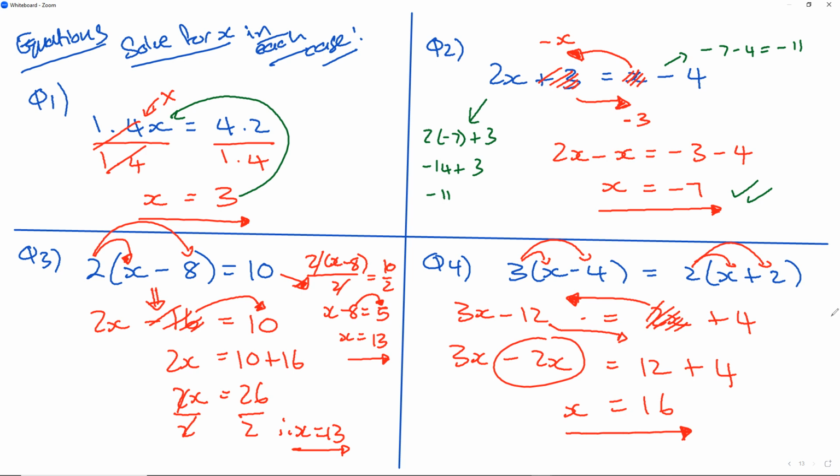If you're not sure about your solution at any point in time, do a quick check. And if you're allowed a calculator, do a quick check with a calculator. 16 minus 4 is 12. 12 times 3 is going to get me 36. 16 plus 2 is 18. 18 times 2 is 36 for this one. Okay. All right. Now, let's go to the next step.